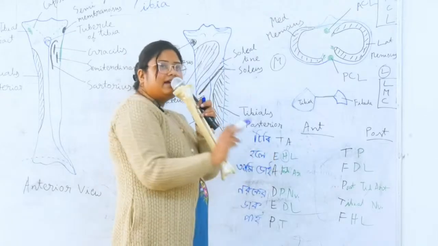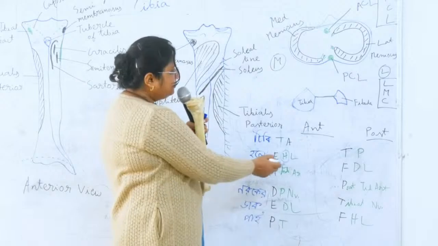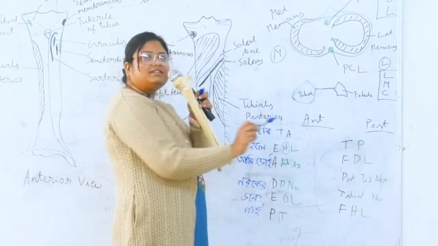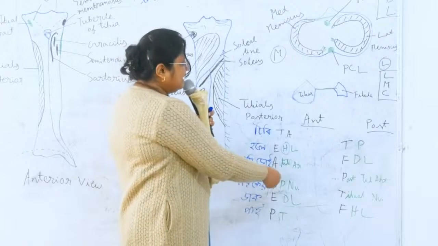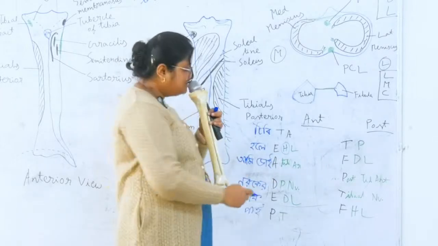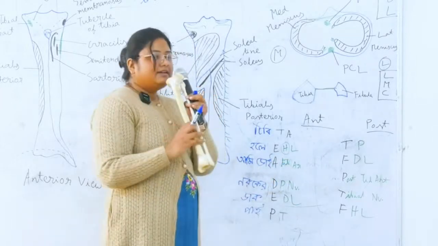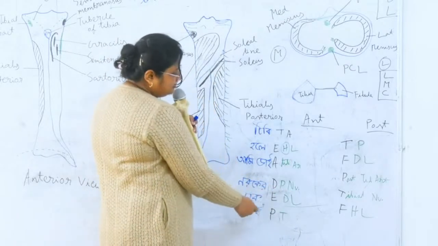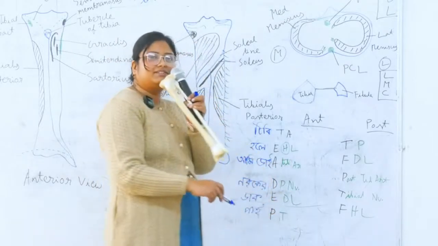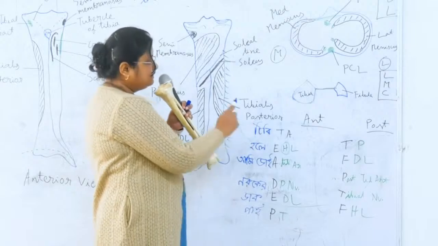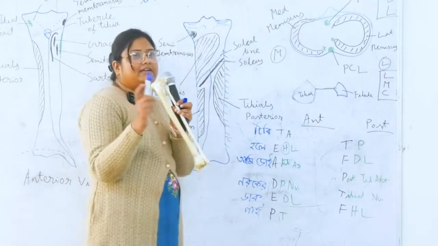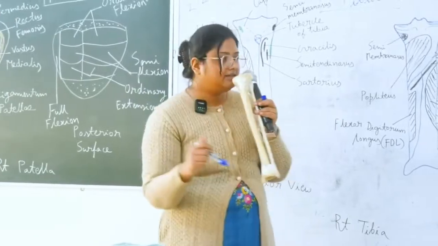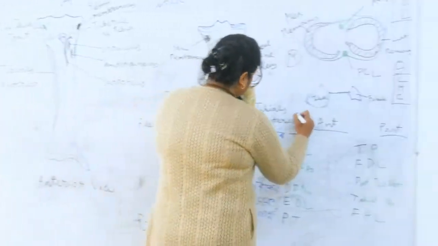Then the artery: the anterior tibial artery along with its venae comitantes. Then the nerve: the anterior tibial nerve, also known as the deep peroneal nerve. Then extensor digitorum longus, then peroneus tertius. So you can remember like this mnemonic. Anteriorly at the lower end of the tibia, these structures are related from medial to lateral.